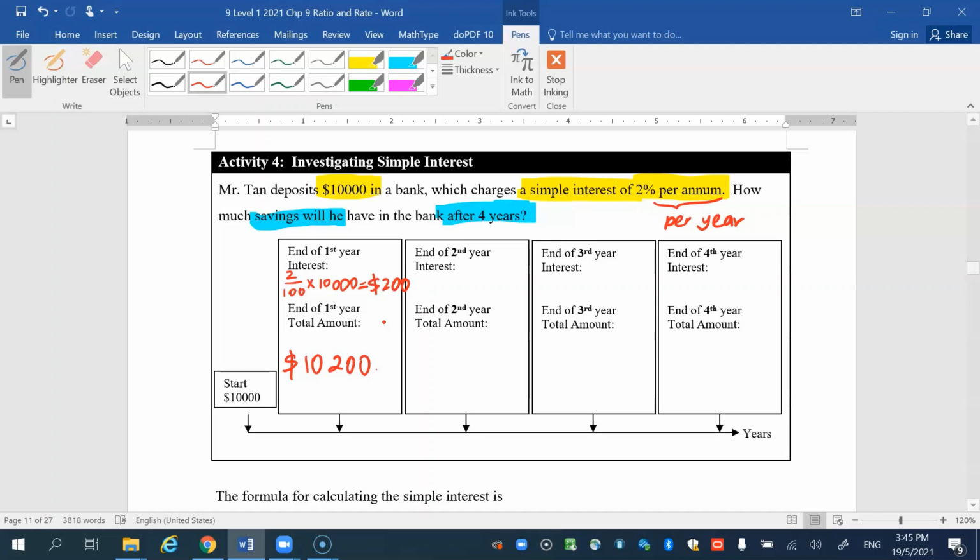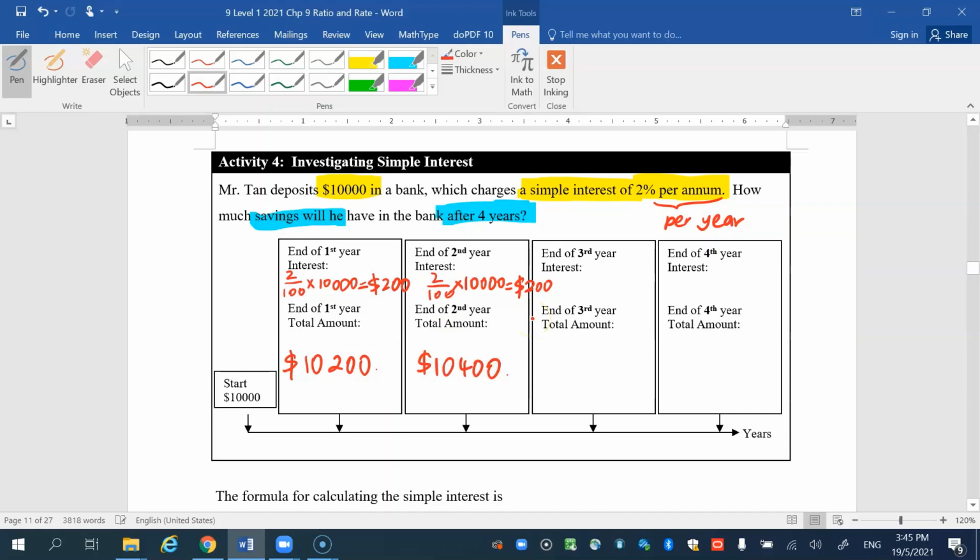Okay, how about for the second year? At the end of the second year, the bank gives you another 2%. Okay, but this 2% is still on the original amount that you deposited. So it is still 2% of 10,000 and you get $200 again. So at the end of the second year, total amount in the bank is 10,400.